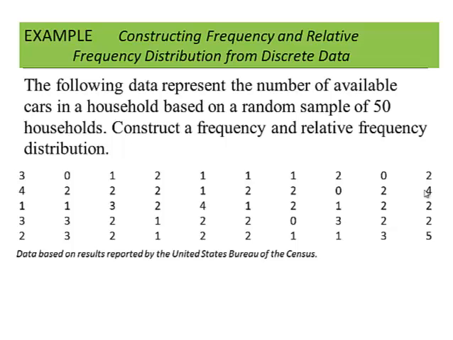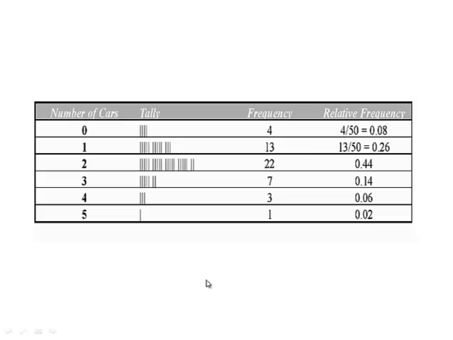The following data represent the number of available cars in the household based upon a random sample of 50 households. So we're going to summarize this data using a table, actually two tables, a frequency and a relative frequency. In order to do that, we first tally each of these discrete values for the number of cars. We see that 0 cars happen 4 times, and if we get the relative frequency, 4 out of how many? Well, if we add all these up, we know that this should sum 50. So 4 divided by 50 is about 8%.